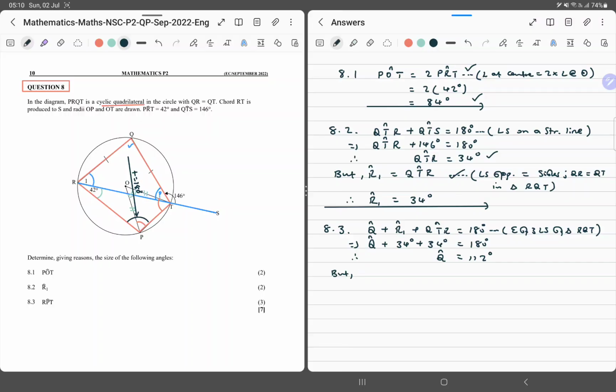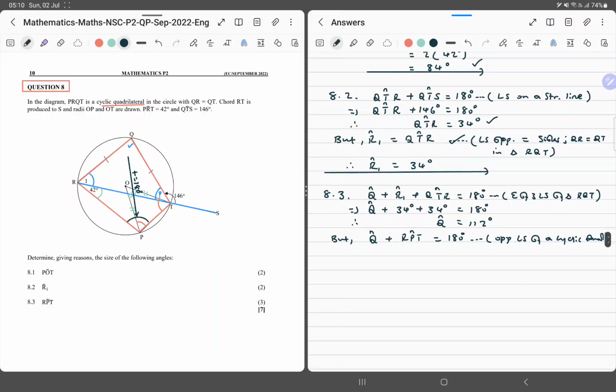We've got a story here, but we know that angle Q plus that angle RPT must give us 180 degrees. These are opposite angles of a cyclic quad. We've already been told what quad it was. Sometimes it's nicer to mention it though. This implies that 112 degrees plus RPT is equal to 180 degrees. Therefore, RPT is going to be 180. Something is not making sense though. But anyway, let's see. So RPT is 180 degrees minus 112, which is 68.